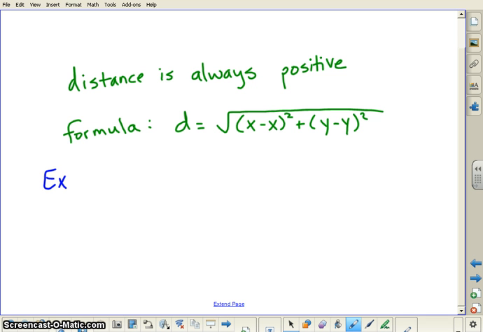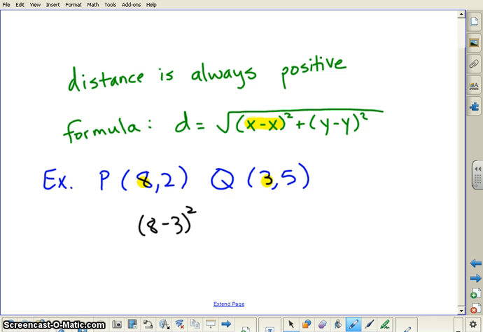Okay, an example. Find the distance between point P, which is at (8, 2), and point Q, which is at (3, 5). We're going to start by putting the two x's into the formula. This is an x and this is an x, and that's where we're going to put them. So we're going to say 8 minus 3 quantity squared, plus, and then we're going to take the two y's. Here's a y, here's a y, and that's where we're going to put them.